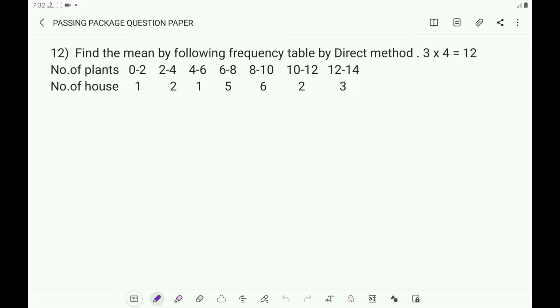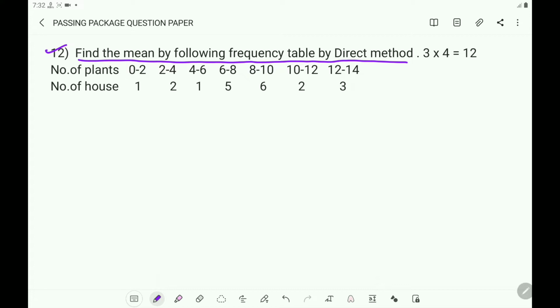Dear children, it is a continuation of the parsing package question paper 2nd. Now let us take the 12th question. Find the mean of the following frequency table by direct method. So children, let us write the given data in terms of columns.